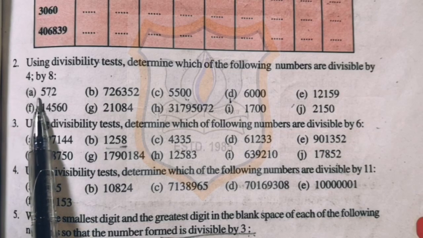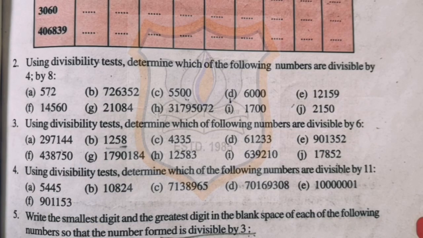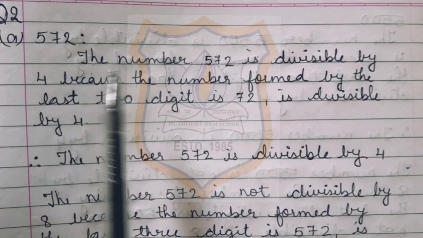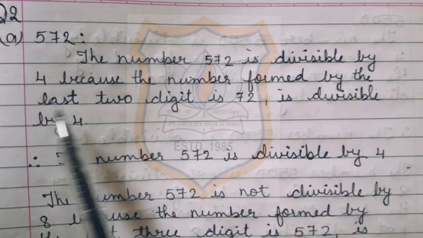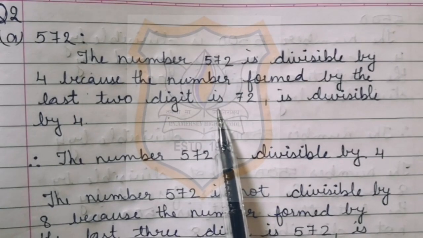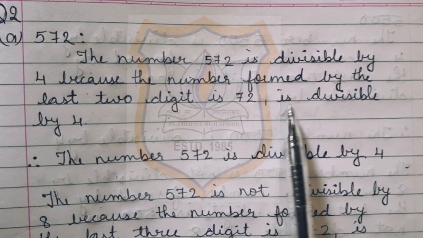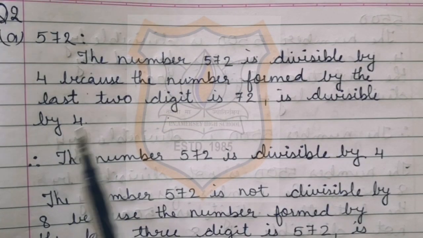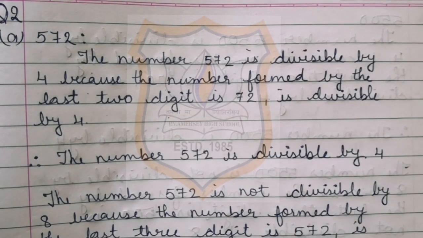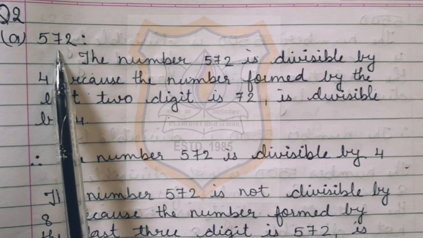Sum number A of question number 2, 572. Now we have to see whether the number is divisible by 4 and by 8 or not. Solution for sum number A. The number 572 is divisible by 4 because the number formed by the last two digits is 72 and it is divisible by 4. According to the rules of divisibility by 4, the last two digits of the number should be divisible by 4. Here the last two digits are 72.